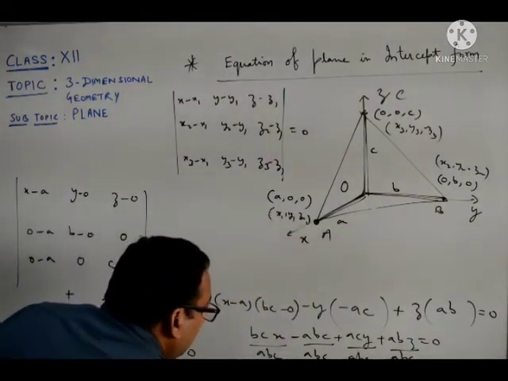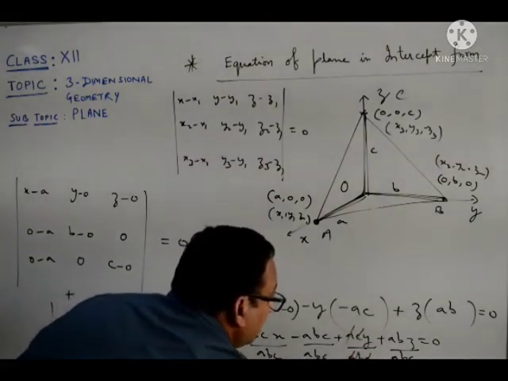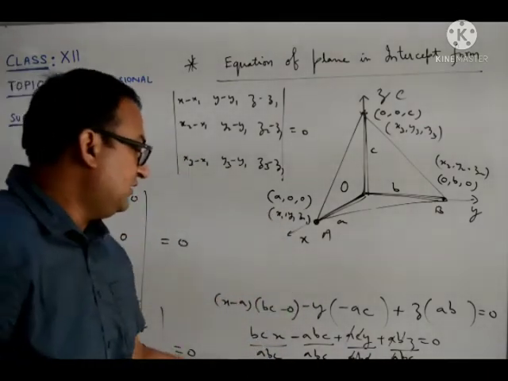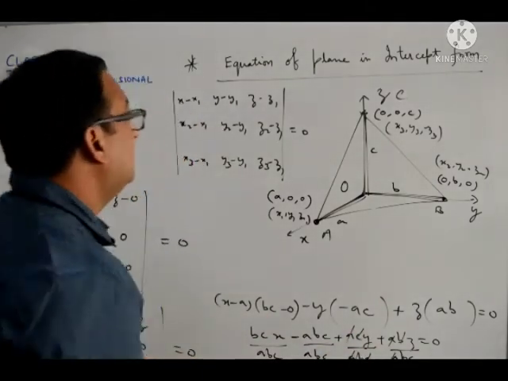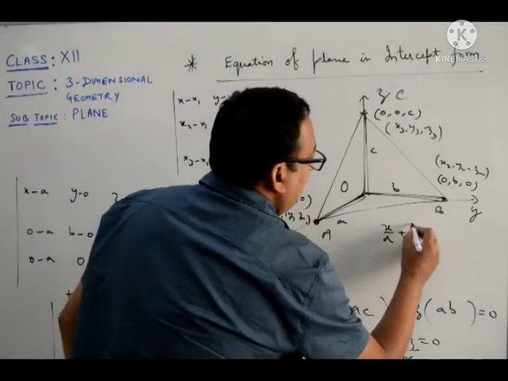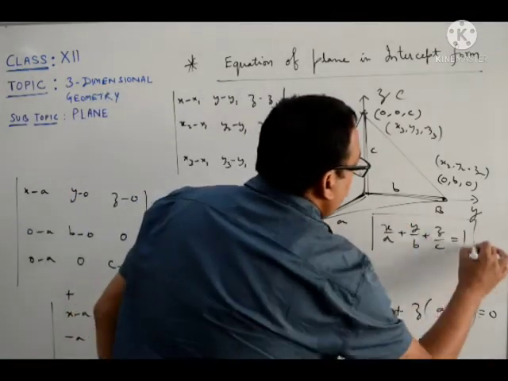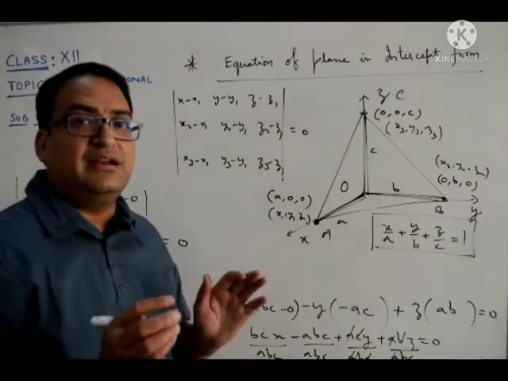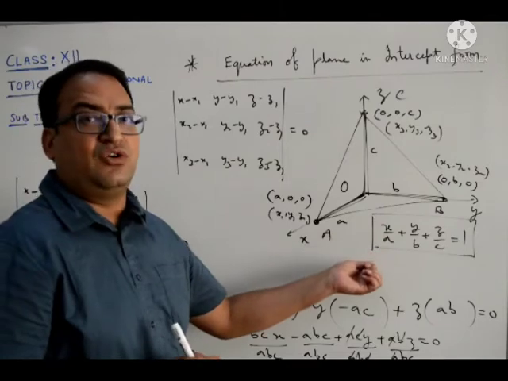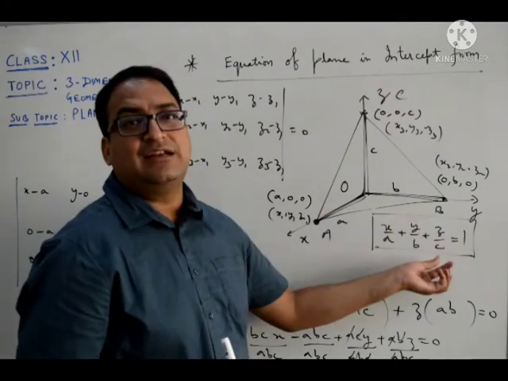So we have x upon a minus 1 plus y upon b plus z upon c equal to 0. Take this term to the other side. So we have the equation of a plane in intercept form. The form is x by a plus y by b plus z by c is equal to 1. So remember this result. If we have the intercepts a, b, c, then we can write the equation of that plane directly using this form: x by the x-intercept, y upon the y-intercept, z upon the z-intercept.